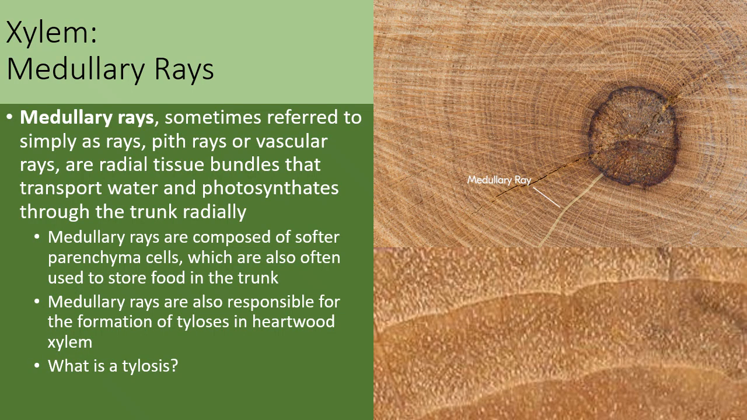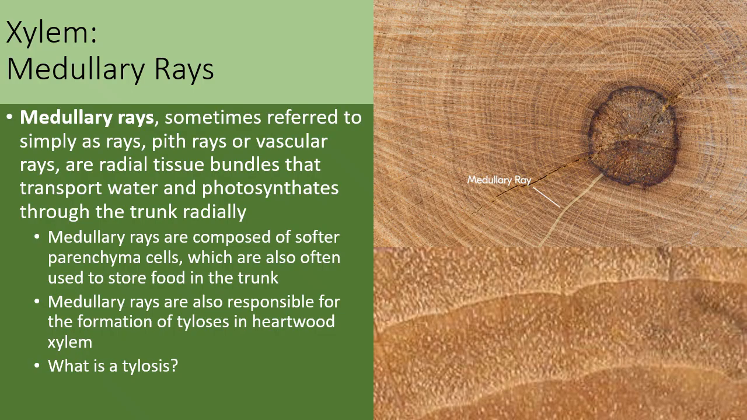So these medullary rays allow resources to move radially through the trunk, so water can be transported from the center outward, and also things like antifungal materials can be transported by the medullary rays into the center of the trunk to protect the heartwood from decay. They're also at least partially responsible for the formation of tyloses in heartwood xylem.